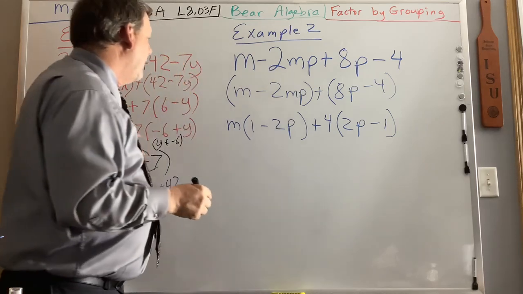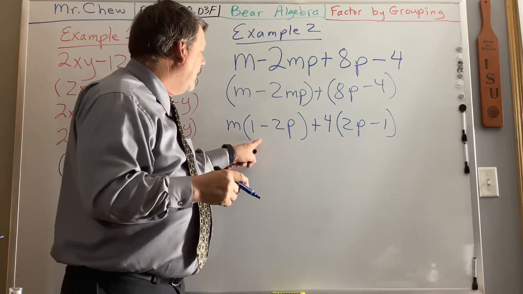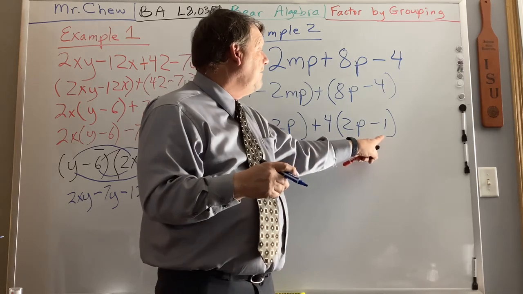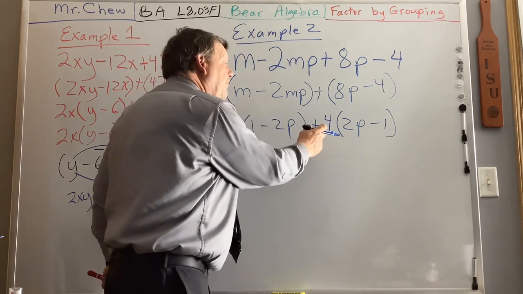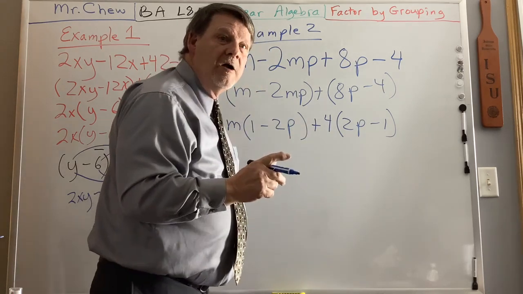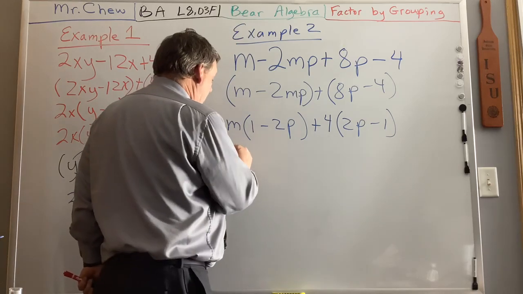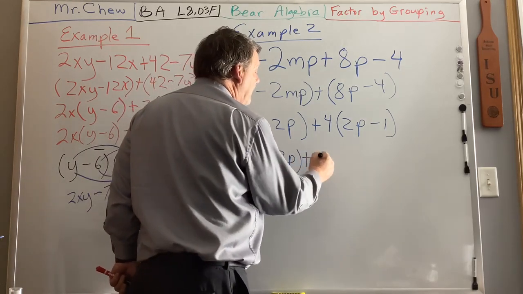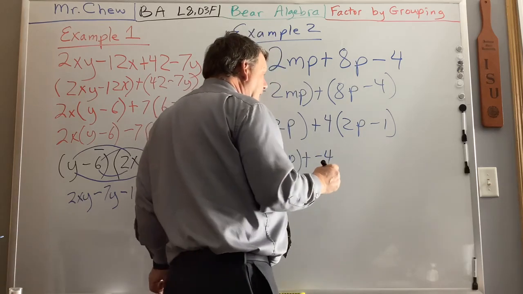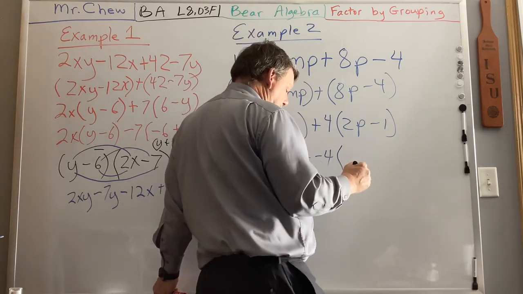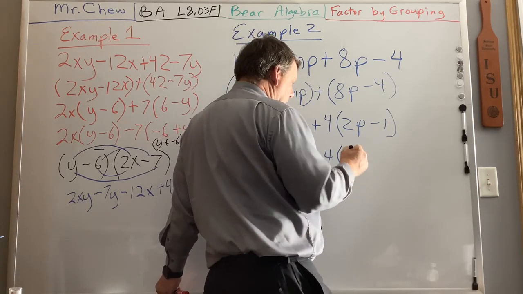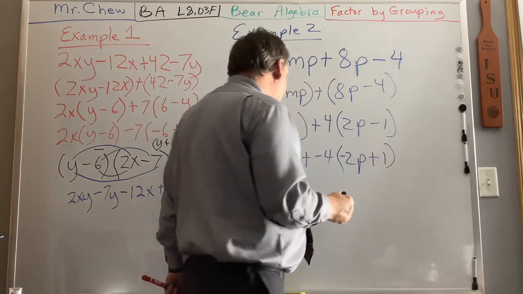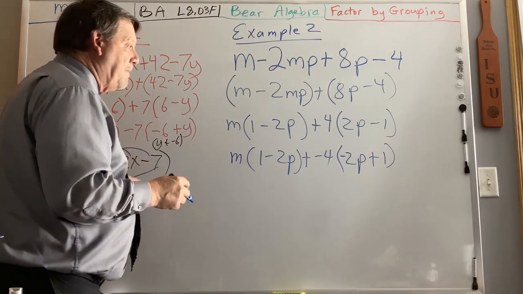So just like we did over here, my 1 is positive, my 2p is negative, my 2p is positive, and my 1 is negative. So instead of factoring out a positive 4, I need to factor out a negative 4. So it's 1 minus 2p plus negative 4 times negative 2p plus 1.